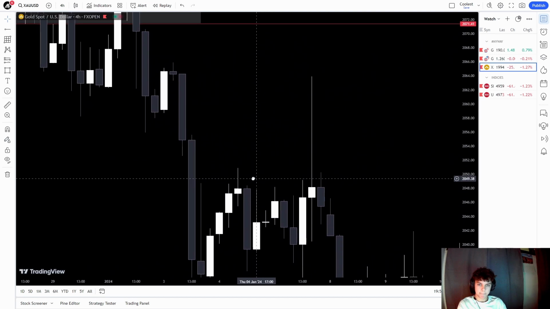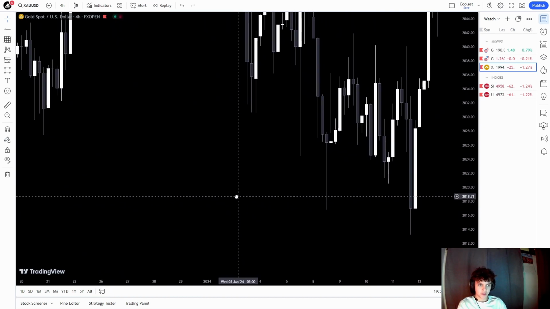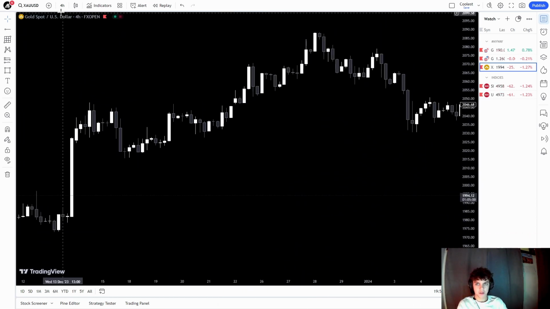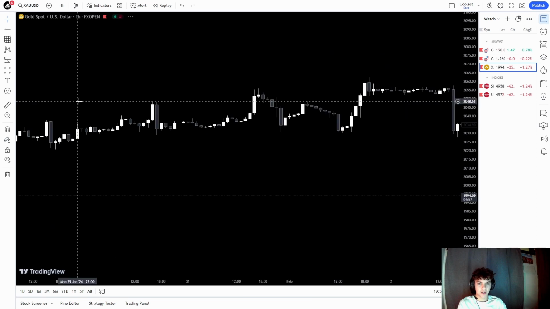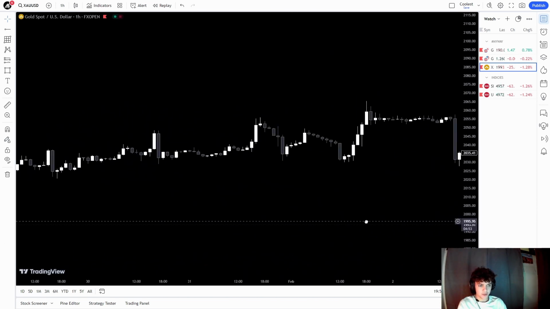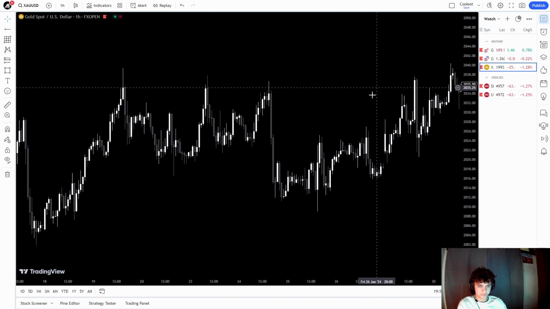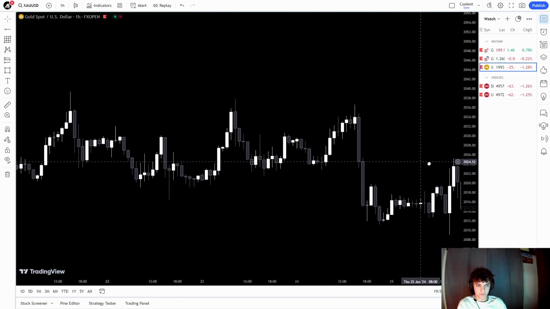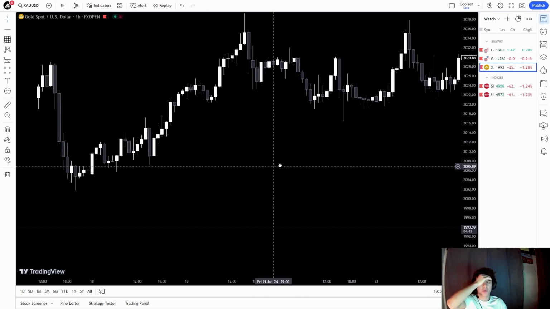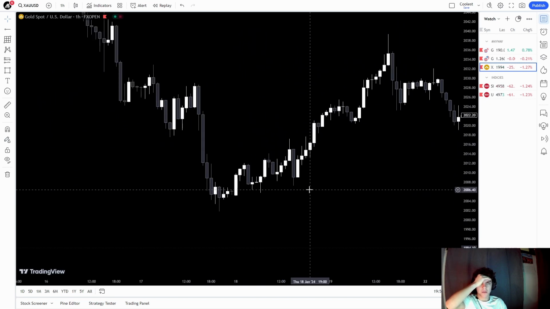Continue down. Okay, we continue down right there. It also happens on almost every time frame. Order blocks happen on every time frame, but remember, it's a retracement tool, so keep that in mind.